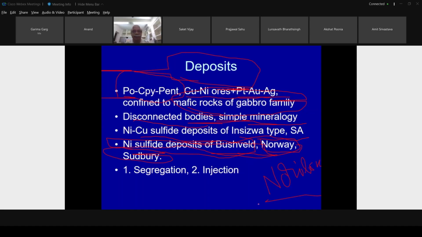Unfortunately, in a country like India, so far we have not been able to discover any copper nickel sulfide deposits. People have been trying, but we have not got a suitable environment for the formation of this type of deposit. We have chromites, platinum, diamond, but you do not have nickel copper sulfide deposits. Once again, you can have a segregation, you can have an injection.